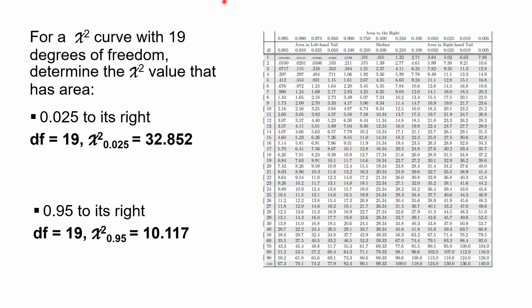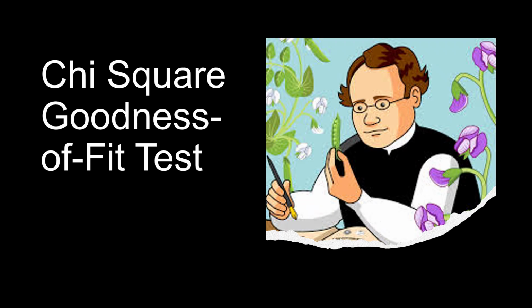So a question that you might have is, what if my df is greater than 100 because the table doesn't go that high? In that case, your chi-square value is going to be approximately normally distributed. So in this case, you use the normal distribution to get an approximation, and you're not going to have to deal with that in this course.